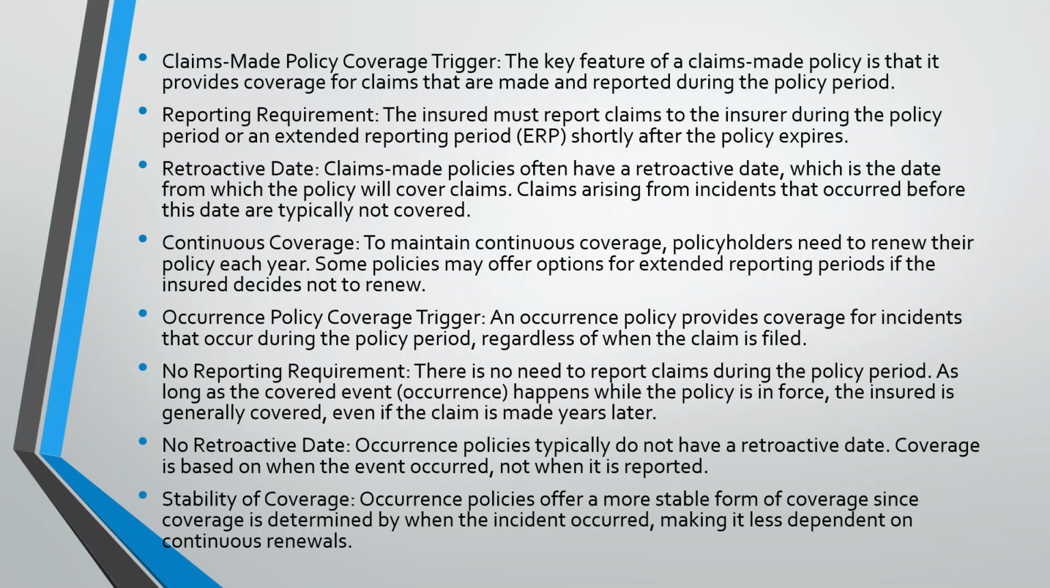So the claims made policy coverage trigger. The key feature of a claims made policy is that it provides coverage for claims that are made and reported during the policy period. In other words, you have a policy from 2022 to 2024. Anything inside there is claims made. It's covered. Anything outside of that is not covered. Reporting requirement: the insured must report claims to the insurer during the policy period or an extended period thereafter.